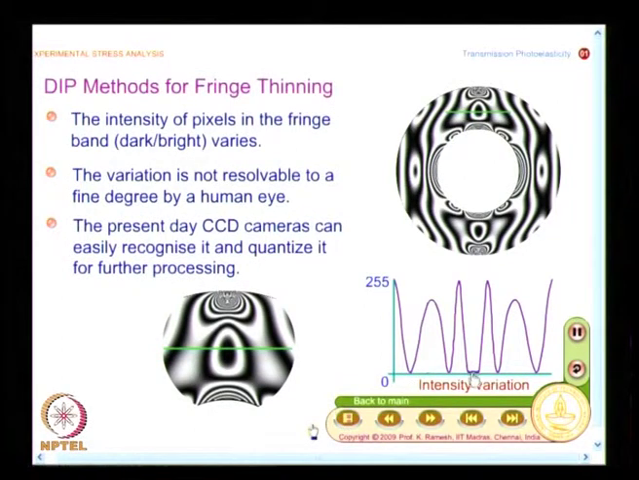When you do that kind of image recording, and when you look at the intensity variation, you get an intensity variation like this. So, you find that intensity varies across the fringe thickness. What you see as a black fringe is not really black, you have a variation of intensity, that is what you see here, and this is decently captured by your digital camera.